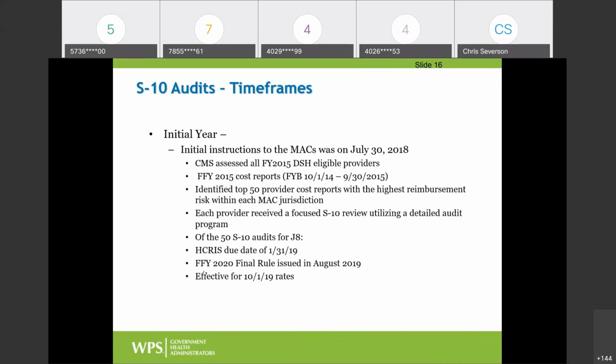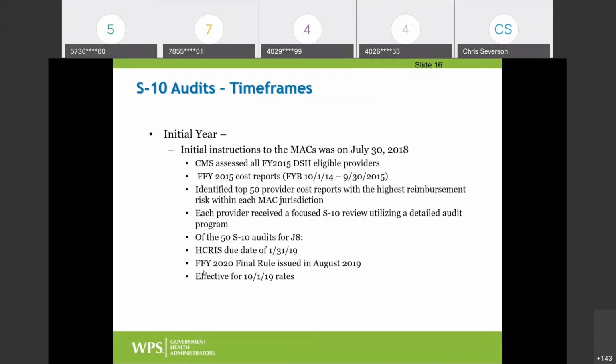So with the initial year, this was 2 years ago, obviously the first time we've seen S10 as far as an audit perspective. The S10 form, the worksheet on the cost report, has been there for a number of years. It's been there for over 10 years. I think it was 2003 or 2004 when it was first put in, but it wasn't really used for anything up until very recently.